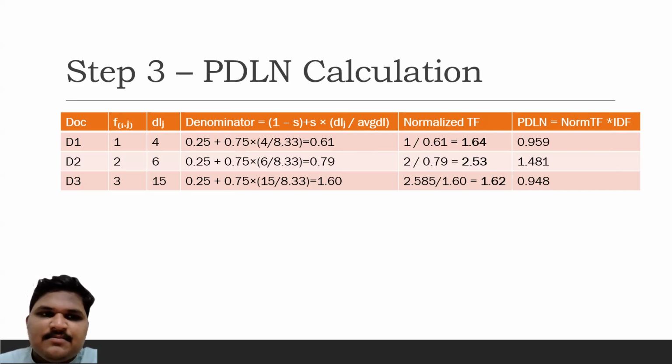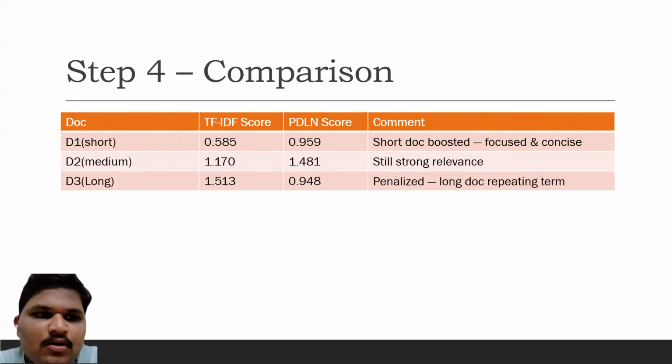So what is the comparison between the two? For document 1, the TF-IDF scored around 0.5 and the PDLN scored 0.9, because the size of document 1 is very short, around 4. So PDLN boosted the short document, which is focused and concise to our query term.